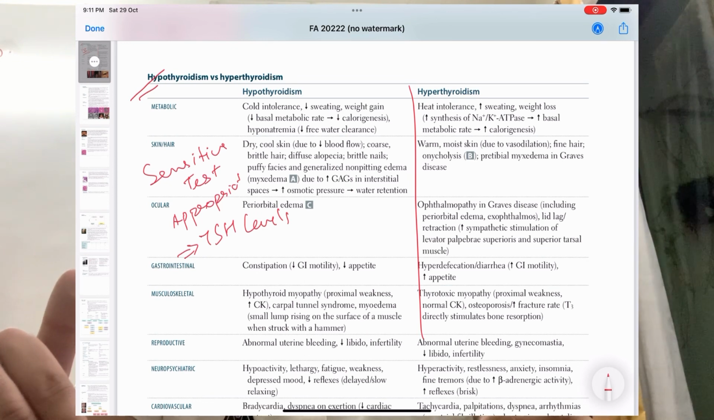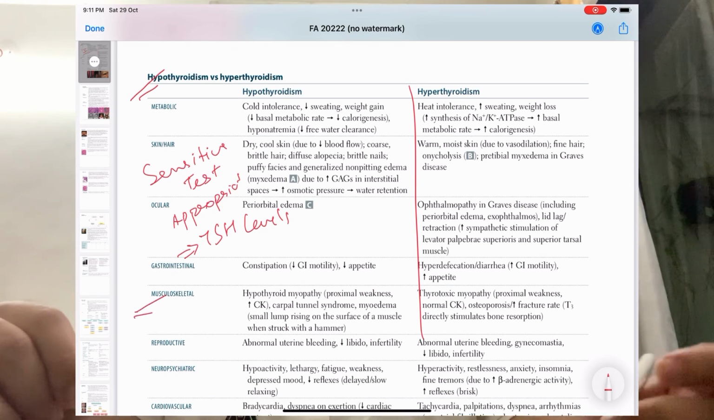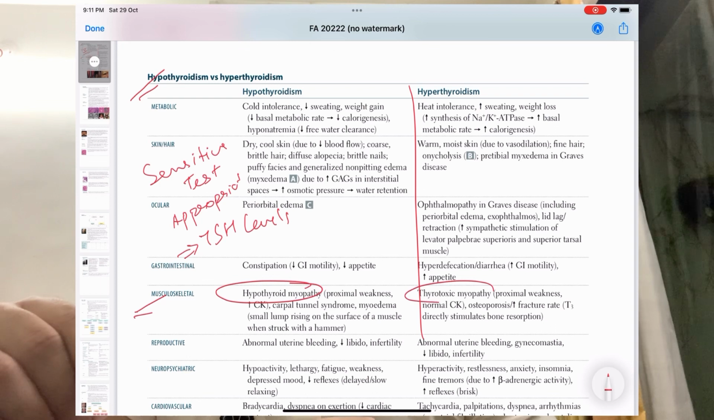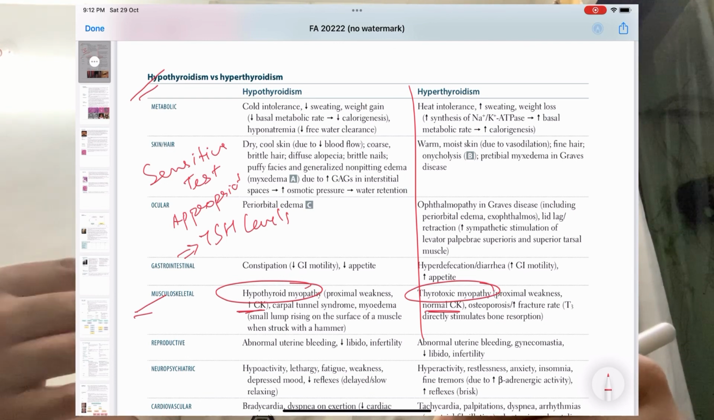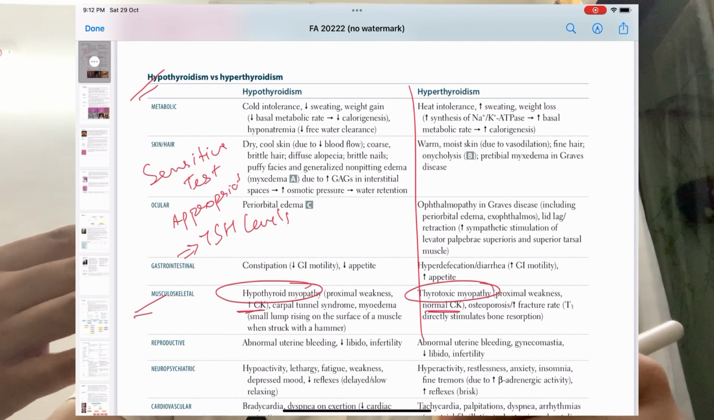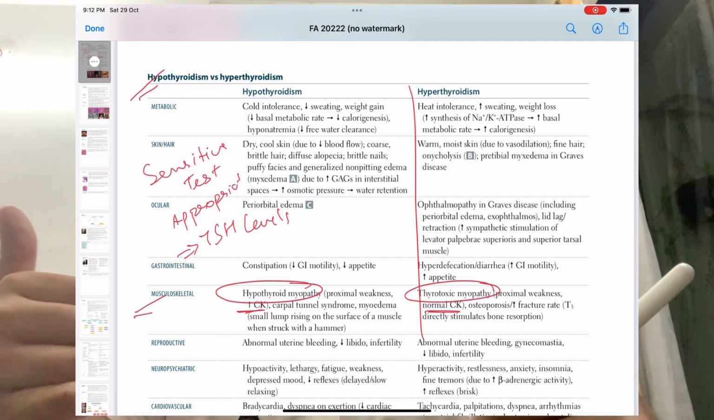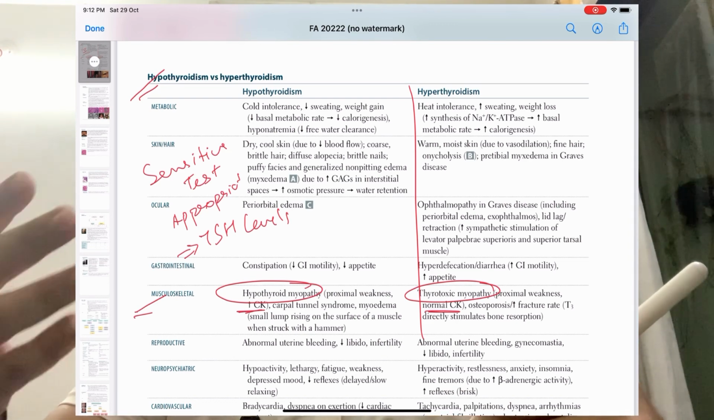And one of the most confusing things that you will get here is in the musculoskeletal system, the hypothyroid myopathy and thyrotoxic myopathy. The only difference is increased creatine kinase versus normal. All the rest are easy to differentiate, but in myopathy, you will be confused. Alright, so make sure you know what differences occur in each and every system in thyroid disease.